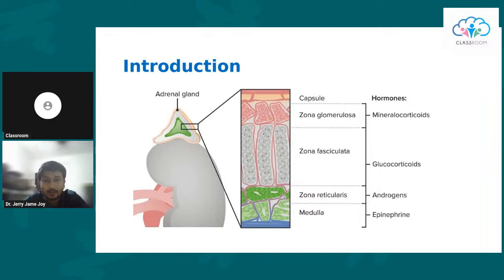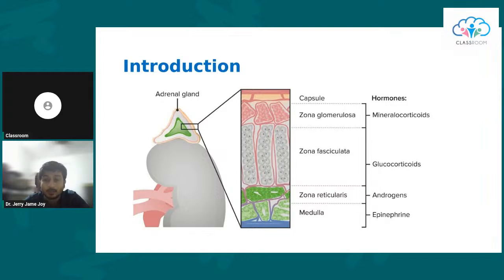Histologically, the adrenal gland is divided into three zones. The adrenal cortex is divided into three zones: the zona glomerulosa, fasciculata, and reticularis. The zona glomerulosa produces mineralocorticoids. Fasciculata is responsible for producing glucocorticoids, and zona reticularis produces androgen precursors and a few androgens also.